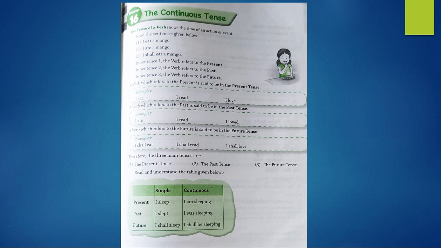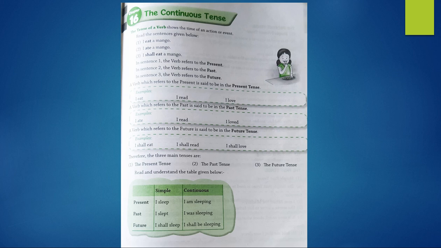I ate, I read. Though the spelling is same, we pronounce it in different way. So in present tense, it is read, and in the past tense, it's a read. I loved. A verb which refers to the future is said to be in the future tense. I shall eat, I shall read, I shall love. So therefore, the three main tenses are the present tense, the past tense, the future tense.